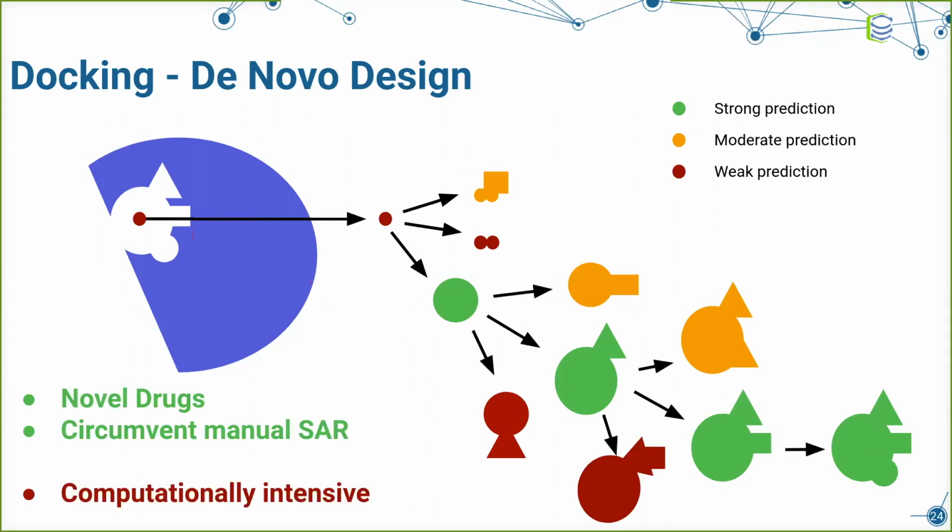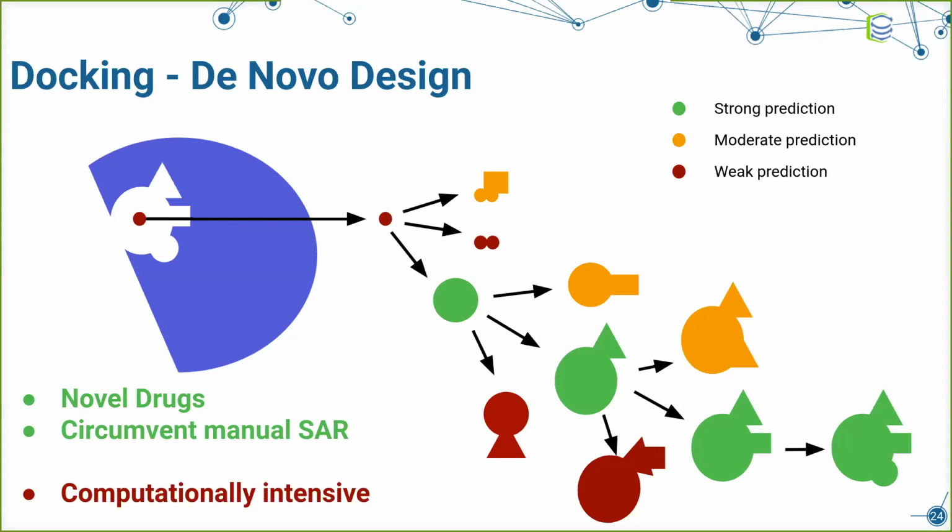Now, this is great because this is essentially virtual SAR. It allows you to circumvent the manual synthesis and evaluation portion, and can also provide you with novel drugs because you're not looking at things that have already been made before. You're looking at something completely new that's been generated by the computer in silico.